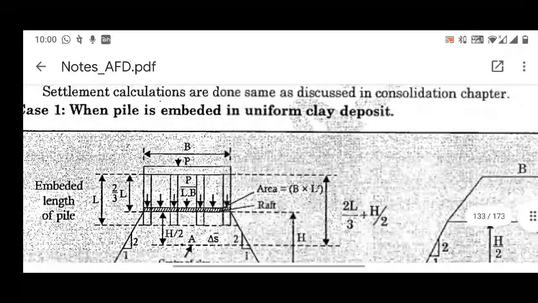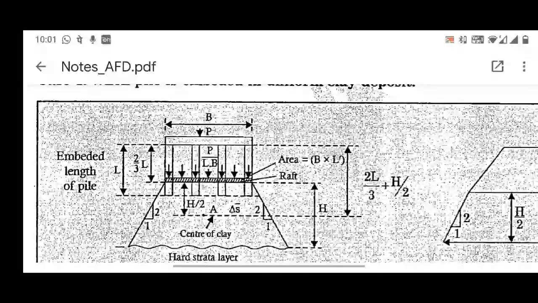Then the increase in the effective stress calculation, how they have done: they have considered it at the mid of the clay layer. You can easily see that it is written center of the clay layer, up to H by 2 thickness from the base of the two-third length that we are considering, and then the area has also been shown, and overall the dimensions are shown in this figure, right?